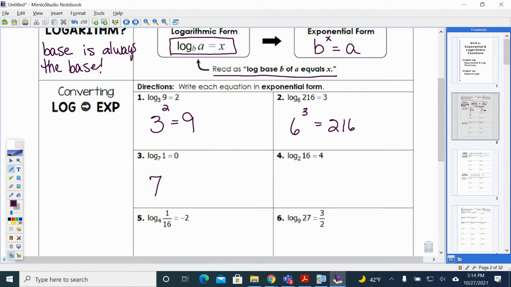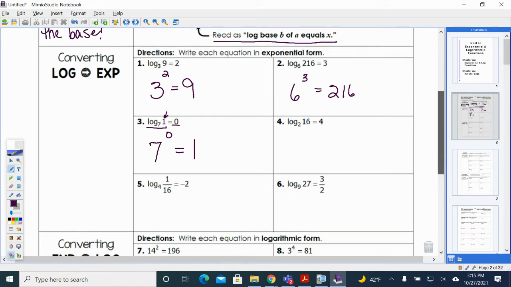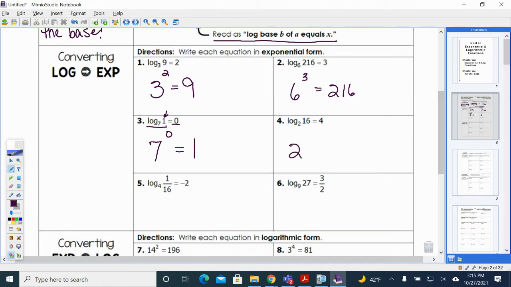For number 3, 7 to the 0 power is equal to 1. This is a property. When we write it in exponent form, 7 to the power of 0 is equal to 1. Anything to the 0 power is 1. So when we take the log of 1, the answer is always going to be 0. And that's a property that we'll get to later. On number 4, 2 to the 4th power is equal to 16.